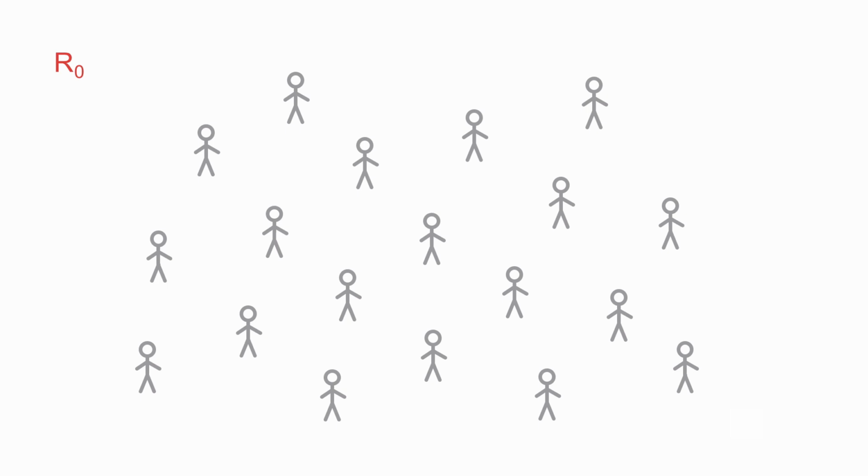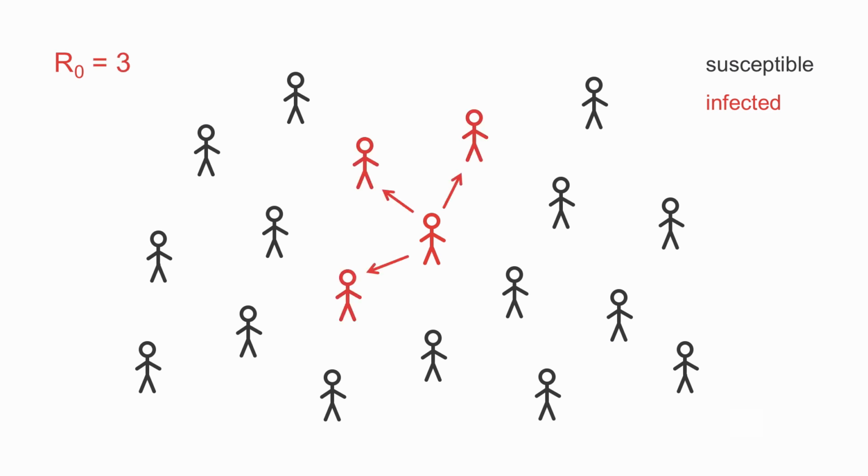In a previous video, we talked about R naught, the basic reproductive ratio. Let's look at this example where we have 1 diseased or infected individual and 18 susceptible individuals. As you might remember, R naught is the average number of individuals an infected person gives the disease to. R naught is fairly constant for a given disease. R naught for the novel coronavirus, SARS-CoV-2, has been estimated to range somewhere between 2 and 3.